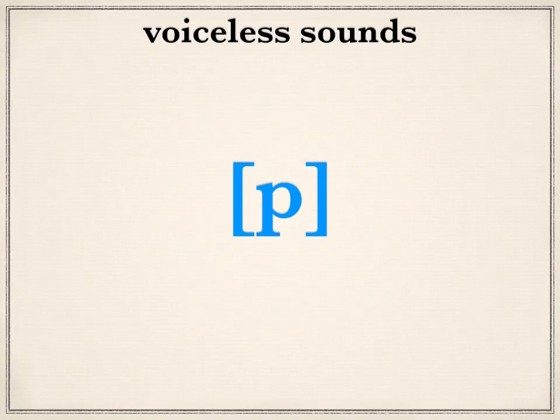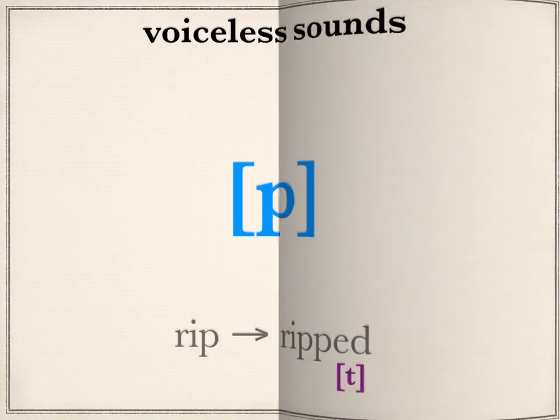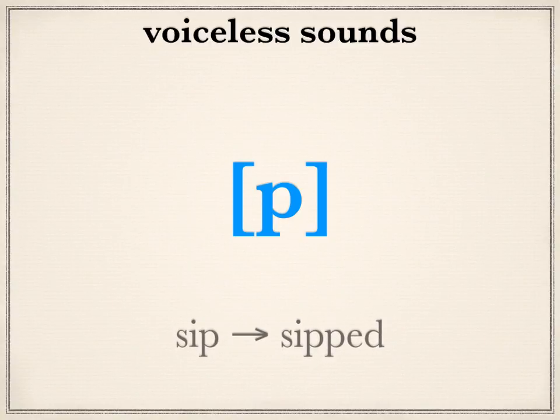The next sound would be a P sound, like pot or pan or Patrick or pray. So this is where you're letting that air come out of your mouth, a little bit different from that B sound. Again, this is an aspirated sound. It has air actually coming out when you do it. So our voiceless P sound, for example, rip, becomes ripped, ripped. The next one would be sip, sipped.